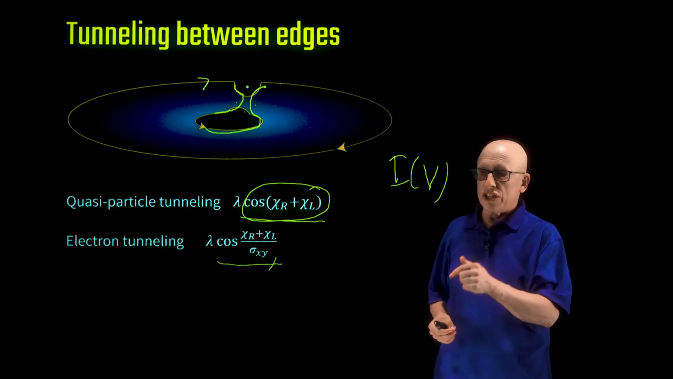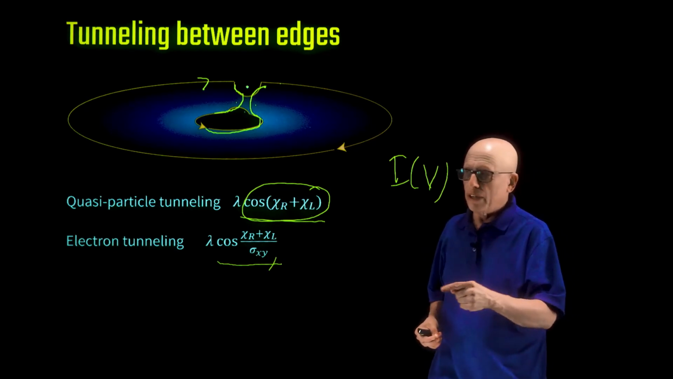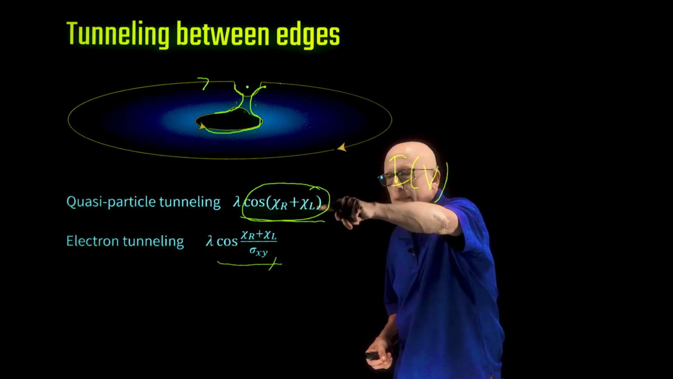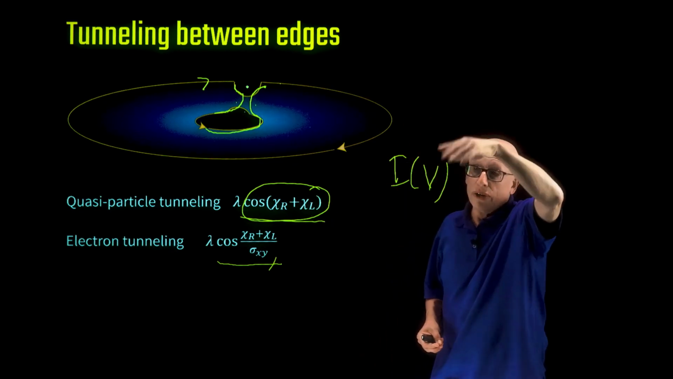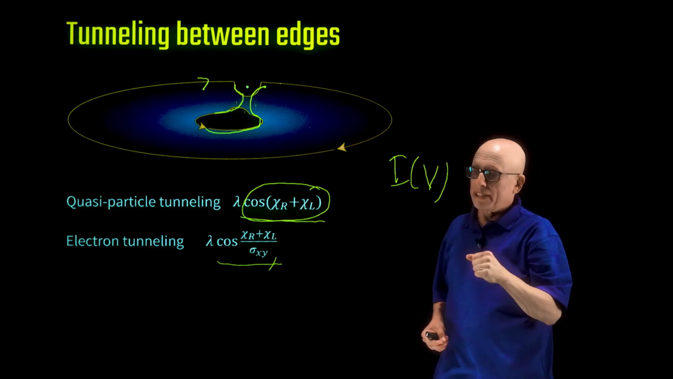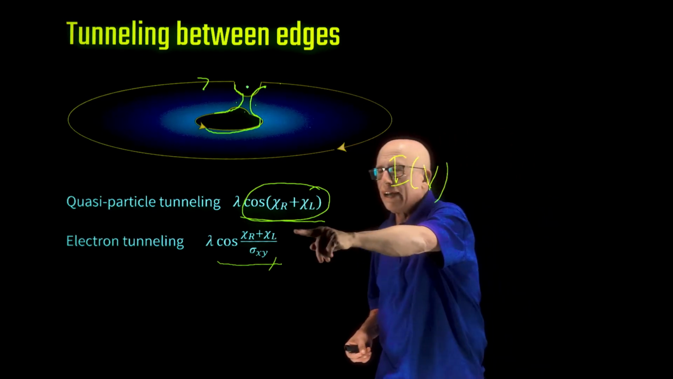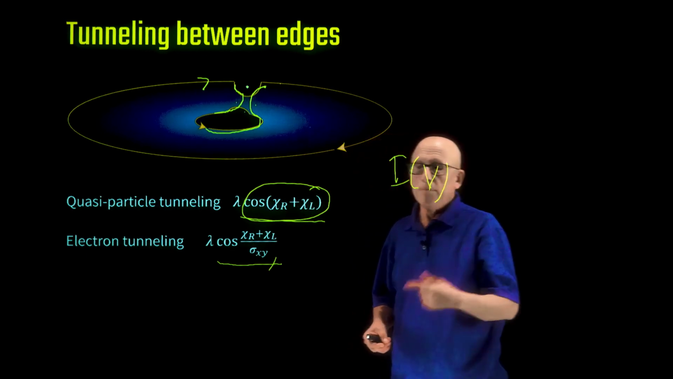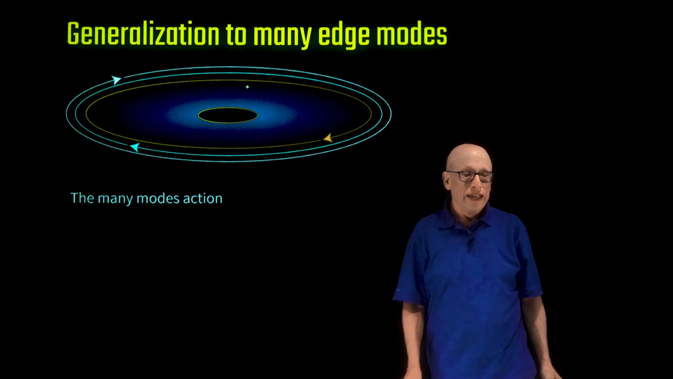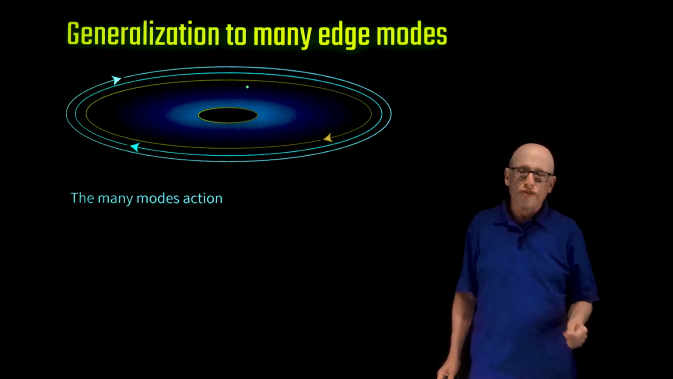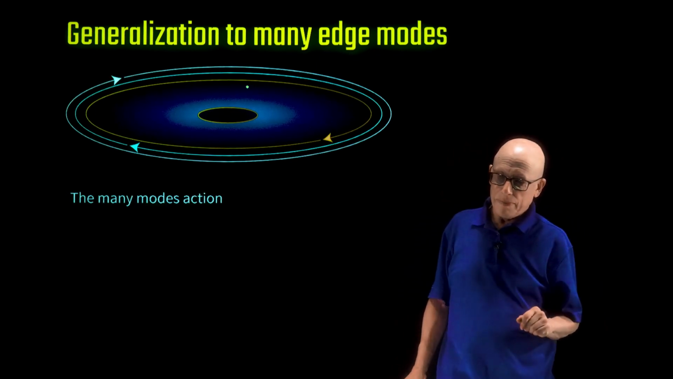And as you take the energy to smaller and smaller values, it so happens quasi-particle tunneling gets stronger, known as relevant in the renormalization group language, while electron tunneling gets weaker because it's irrelevant. So this is the story of a single edge mode.